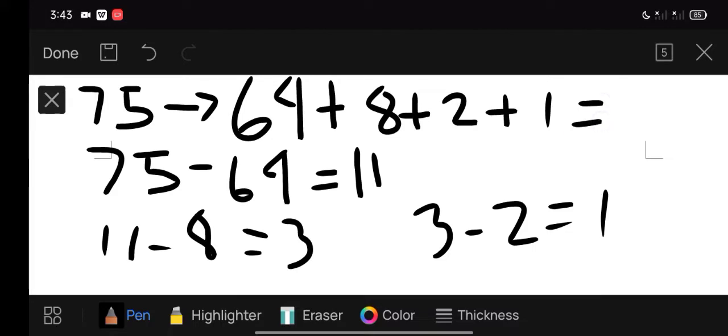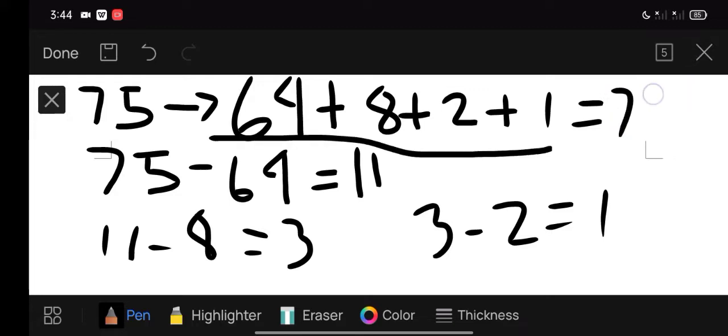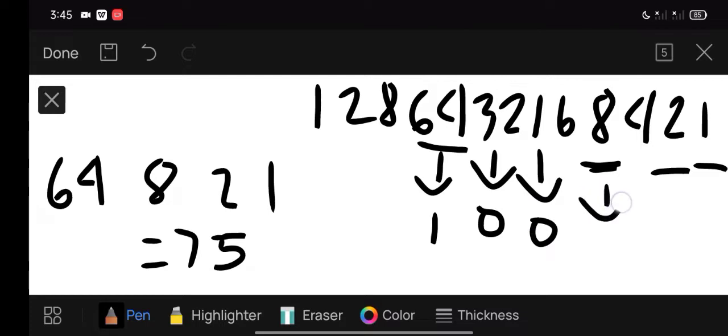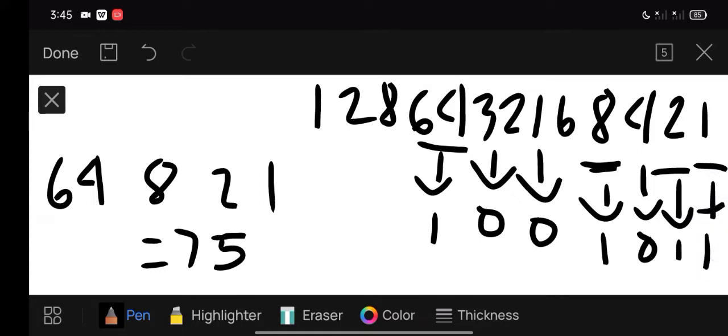And we could stop here, because if you add these numbers, 64 plus 8 plus 2 plus 1 is equal to 75. Now let's begin to write the numbers in binary. So because we have a 64, we're gonna put a 1. We don't have 32, 0. We don't have 16, so 0. And we have 8, so let's put 1. And we don't have 4, let's put 0. We have a 2, so 1. And 1, let's put 1.